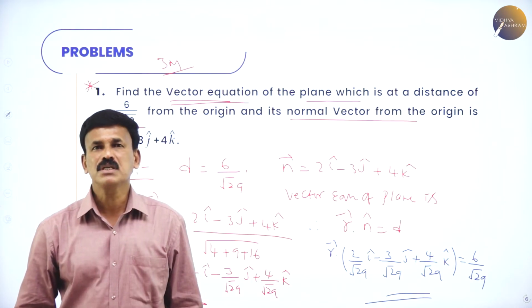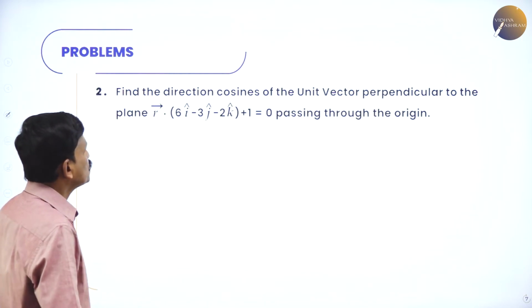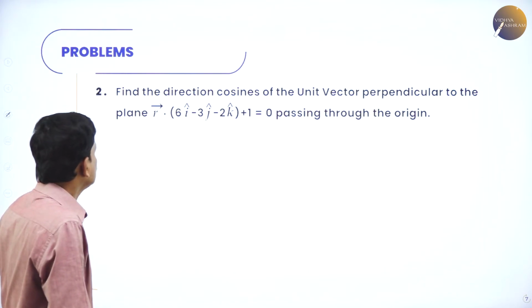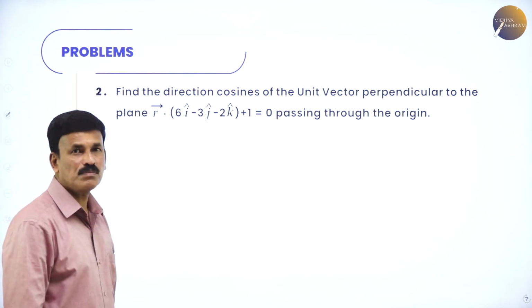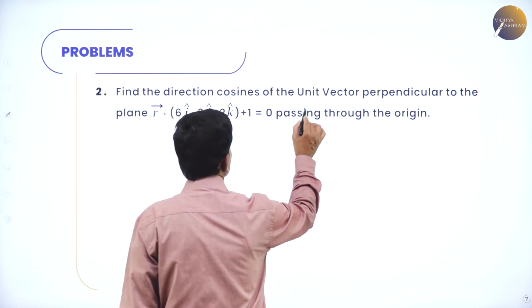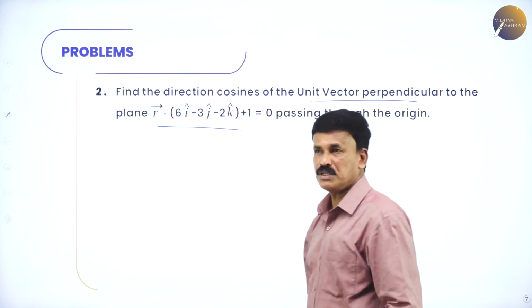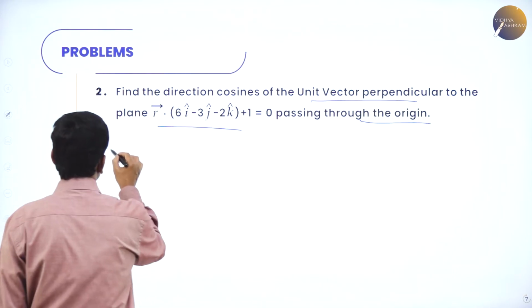Okay, now let us come to the next problem. What is the next problem? Find the direction cosines of the unit vector perpendicular to the plane r dot (6i minus 3j cap minus 2k cap) plus 1 is equal to 0 passing through the origin. So the unit vector perpendicular to this plane and passing through the origin. Now what is given?